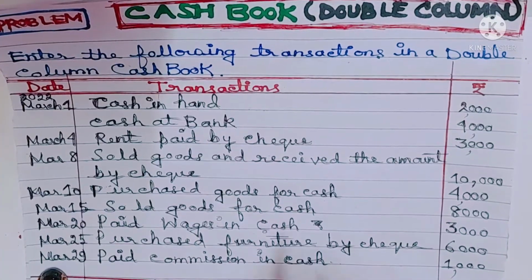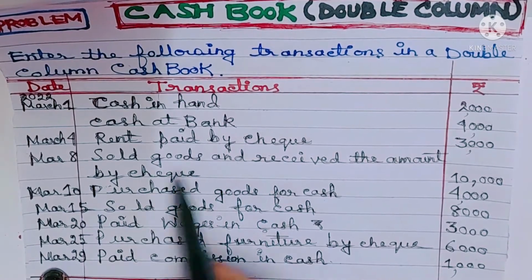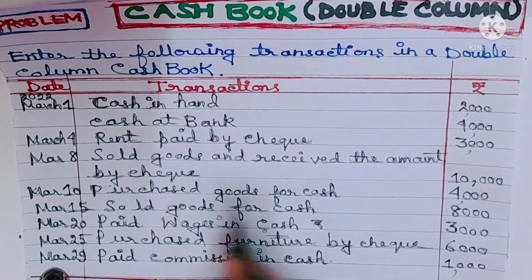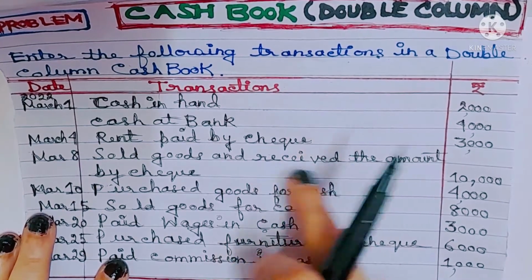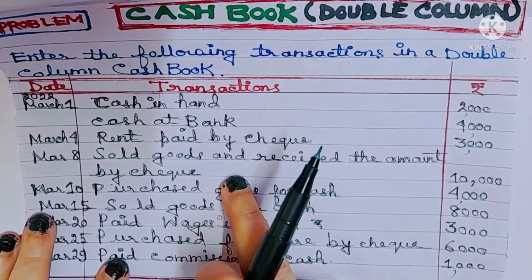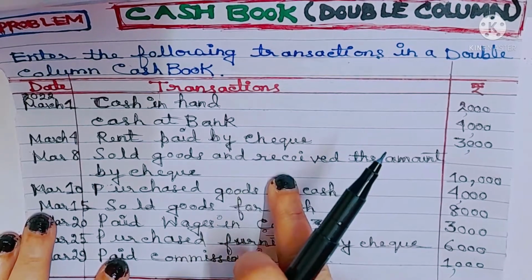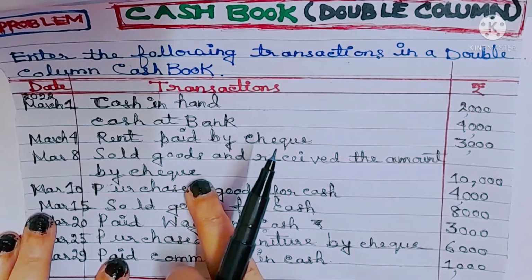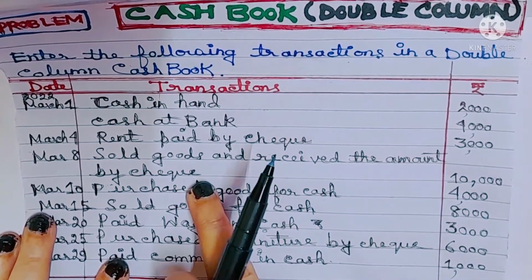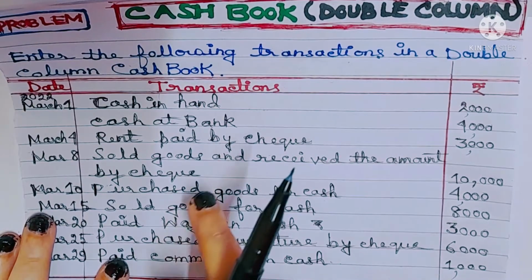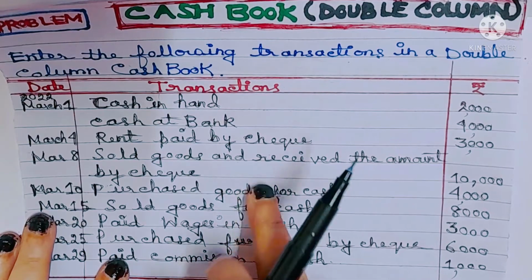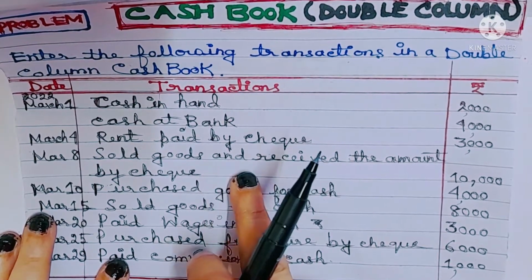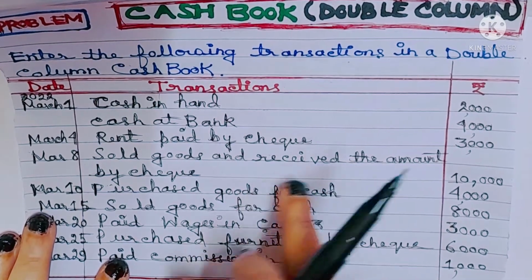The next transaction is on 8th March, sold goods and received the amount by check 10,000. So what will be the journal entry? The journal entry will be, see, check money, bank account. Bank account, because we are receiving check, so bank account debit hobe. Jodi payment kortam tale bank account credit e jeto. Okay? Since we are receiving this check, bank account debit to sales account.